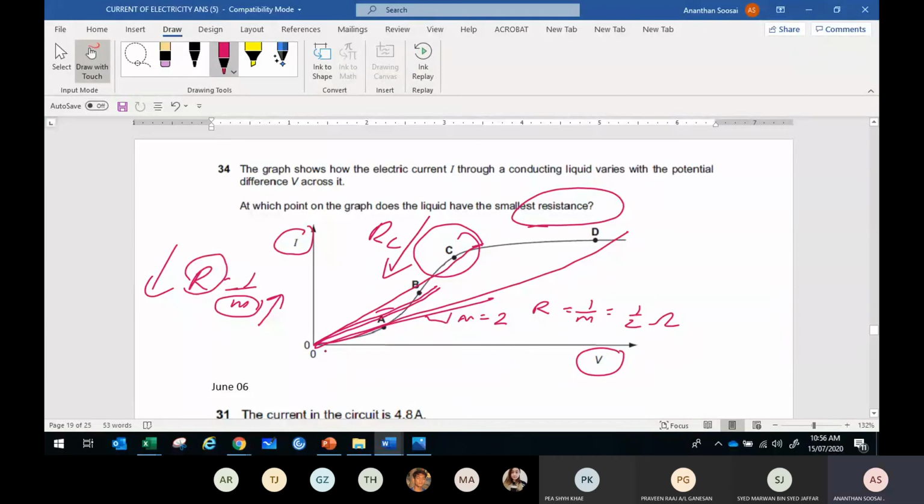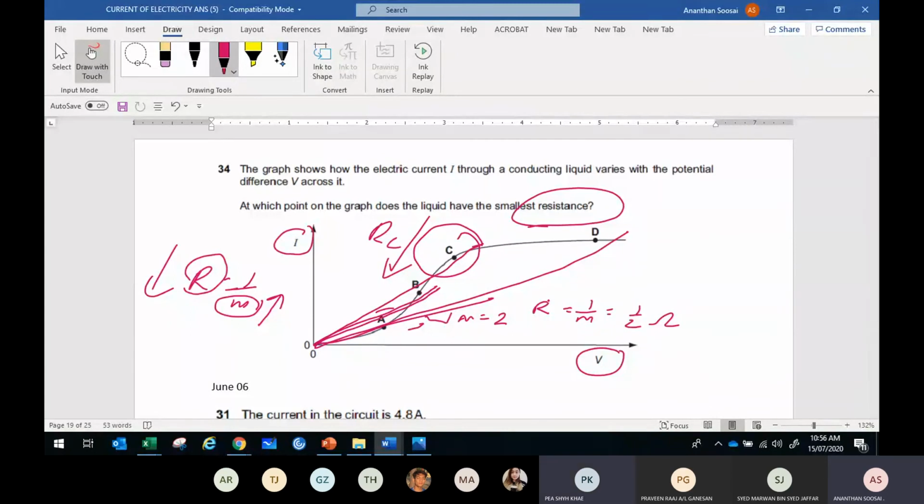Okay, so draw a straight line, not the tangent. Draw the straight line from zero, from the origin, to that point. That gradient is used to find the resistance at that point. Okay, any problem from this question?